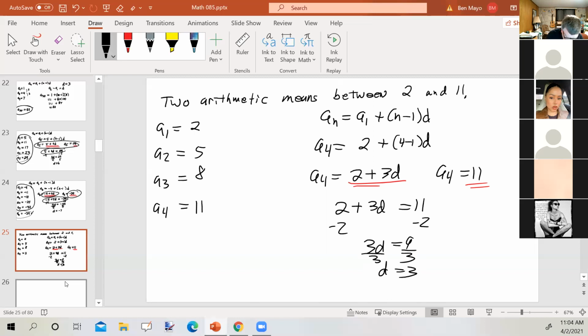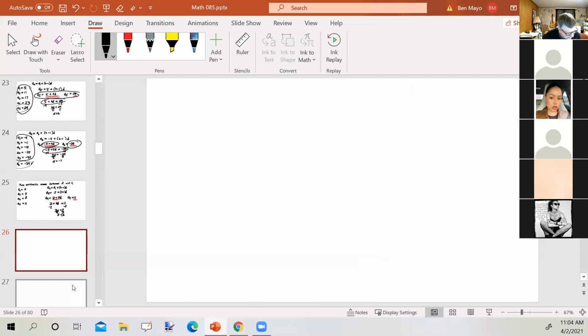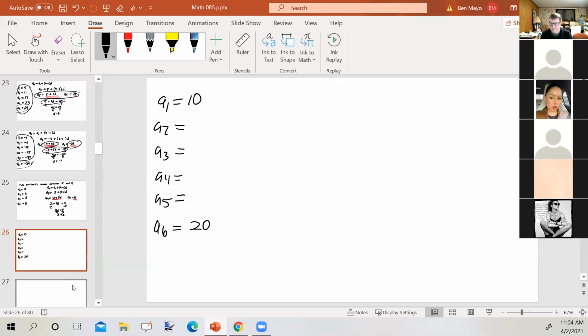Let's do this one. It says, insert the given number of arithmetic means between the numbers. 4 arithmetic means between 10 and 20. So a sub 1 is 10, but then we've got 4 numbers in the middle, which means that a sub 6 is 20. So find 4 arithmetic means between 10 and 20.